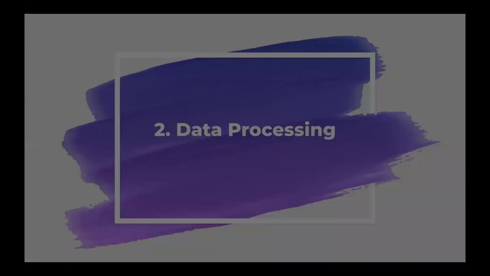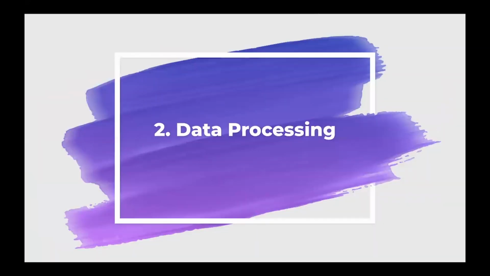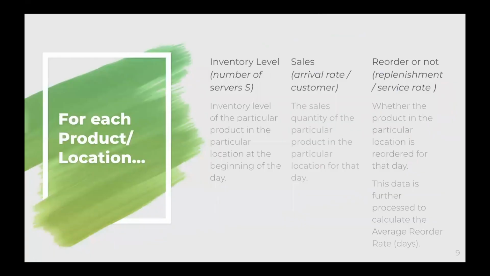First, we clean the data we have collected from our client and decided on our variables to be set as number of servers, arrival rate, and service time. We have decided to see the inventory level at the beginning of the day as our server number S, while we see the sales of each day as our customer arrival rate. Lastly, the index for reordering will be our service time. This index is representing whether the store should reorder certain product each day. This is derived from the inverse of reorder rate in terms of day per order.